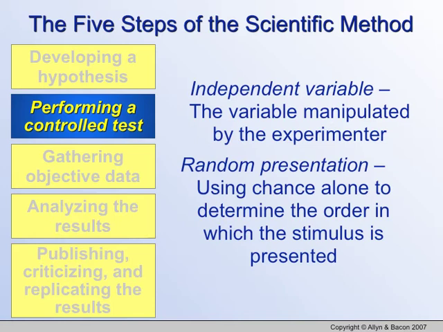Now the random presentation, when we are performing it, also matters, using chance alone to determine the order in which the stimulus is presented. Okay, I'm going to present both options at the same time so they have a random presentation. It's not like I'm presenting the chocolate first, and once they take the chocolate, I then show them the fruit to see if they change their mind. I'm giving my test subject the opportunity to choose without any bias.